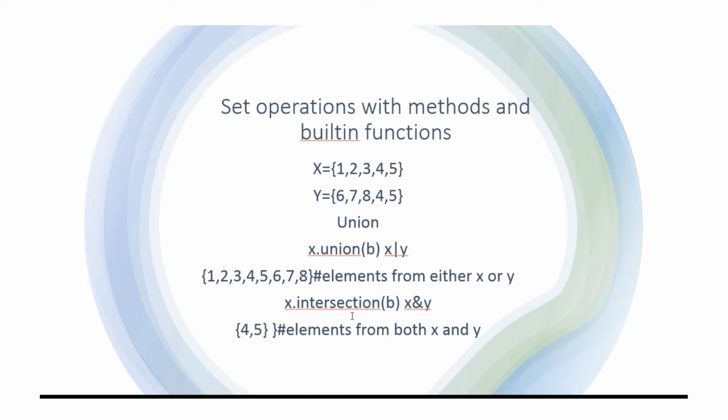The intersection means the element should be present in all the given sets. In this example we are having only two sets, and in these two sets we have 4 and 5 as common elements. So the intersection operation will give us the common elements. This is the symbol, x and y, the way we can symbolize the intersection operation of sets. Union and intersection, all these are set methods, built-in functions of sets.